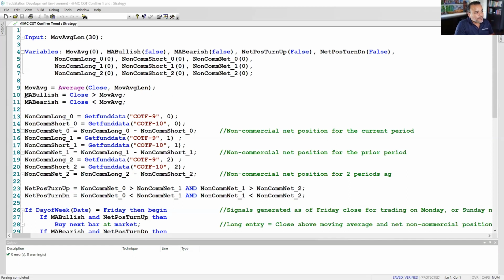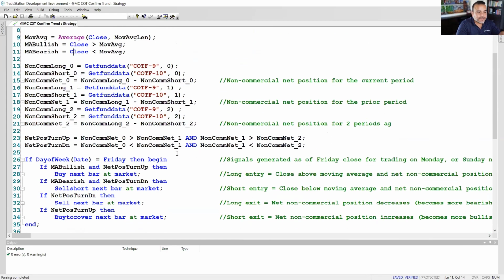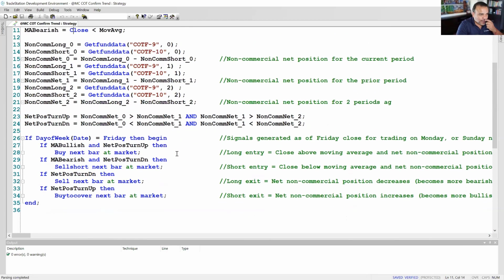Well, first of all, it establishes a bullish mode. That's only when the close is above the moving average, very similar to the strategy that we're using. And bearish is when the close is below the moving average. So what is the filter? How are we bringing in COT data? Right here. Net position turning up, net position turning down. We're going to be looking at if the net position is going up or coming down.